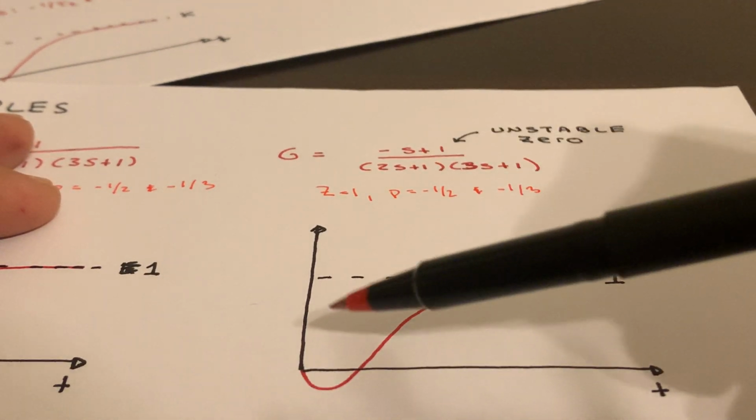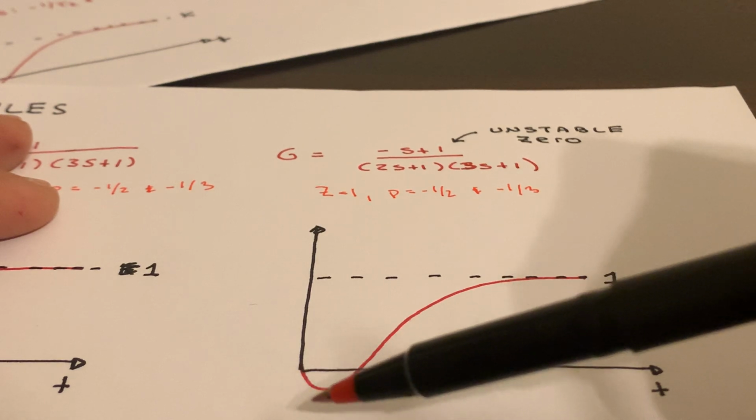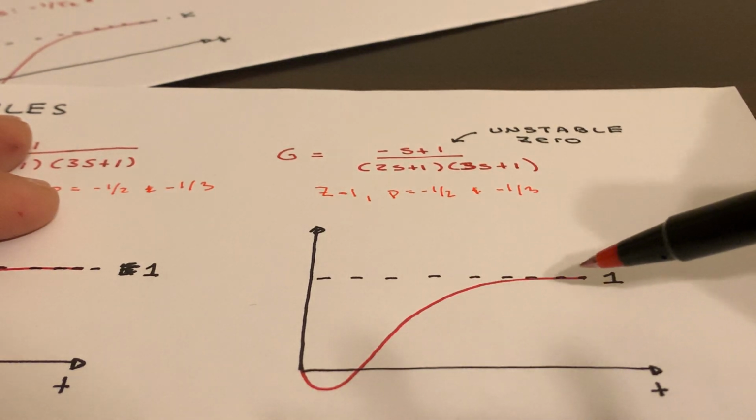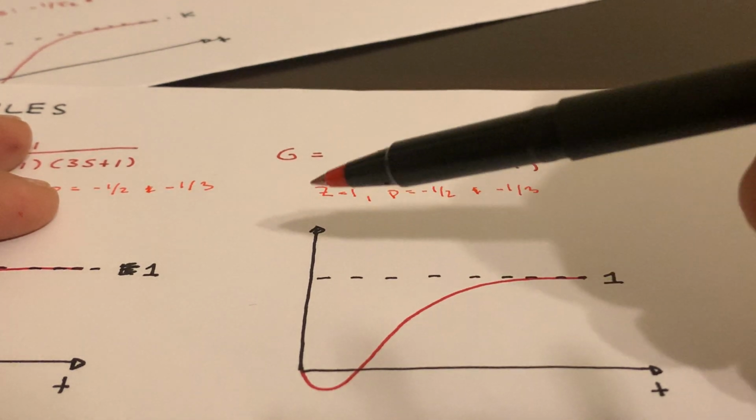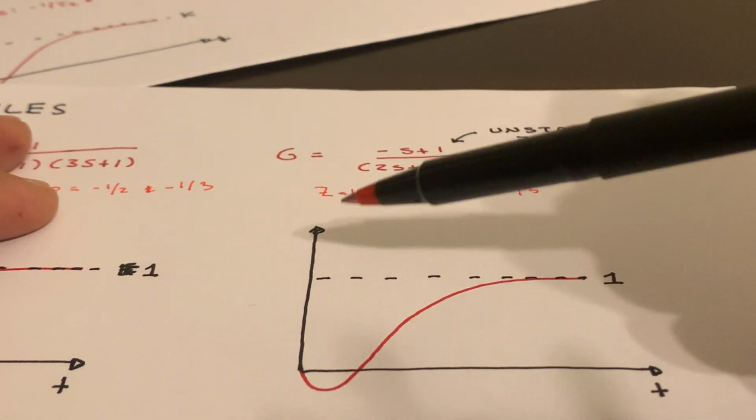And so in this case, we're going to go to a final value of 1, but we're going to have an inverse response where the system goes down and then goes back up to the final value. And again, the inverse response is due to that unstable zero. So a couple more examples.